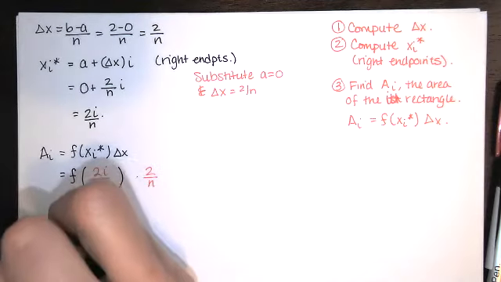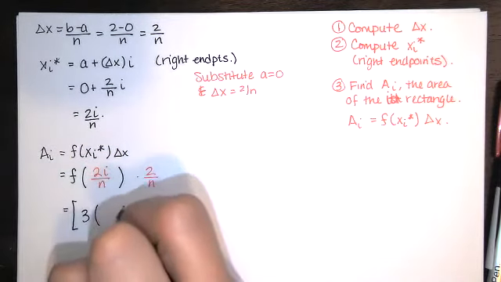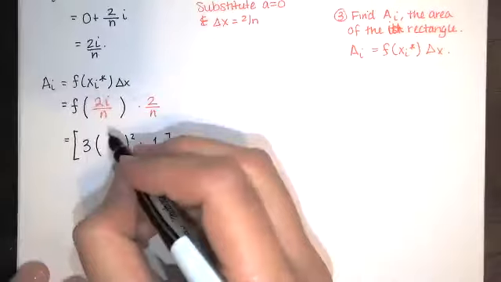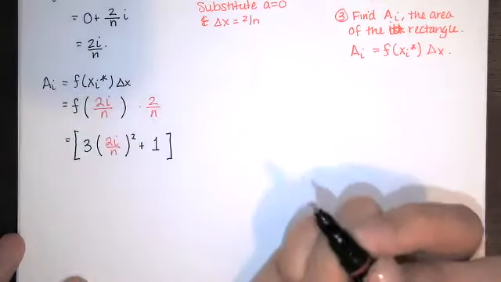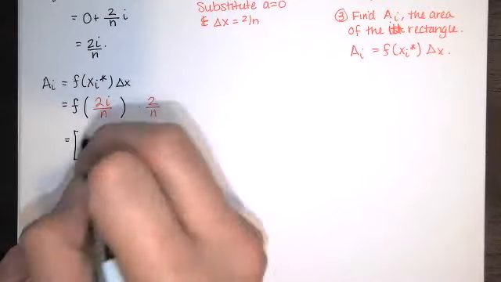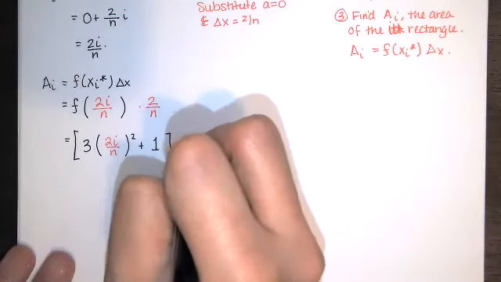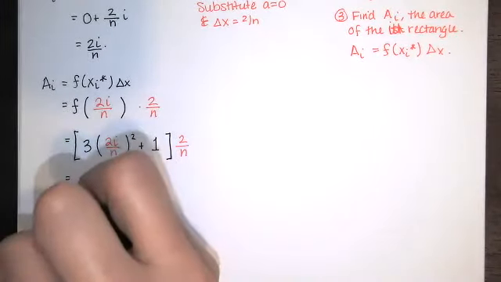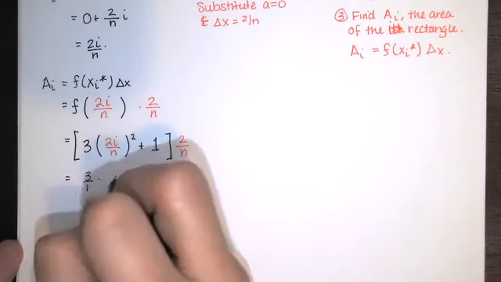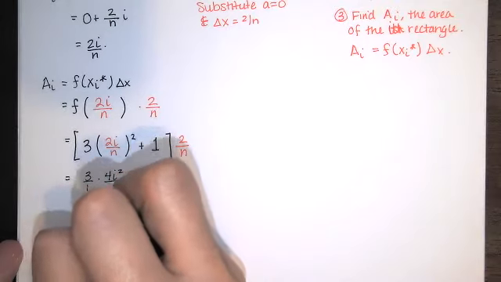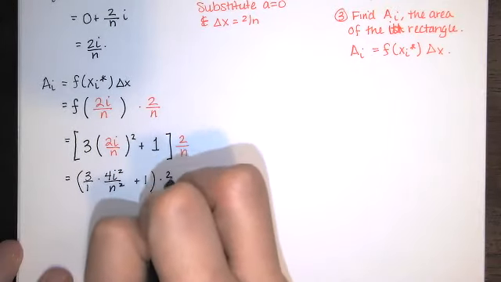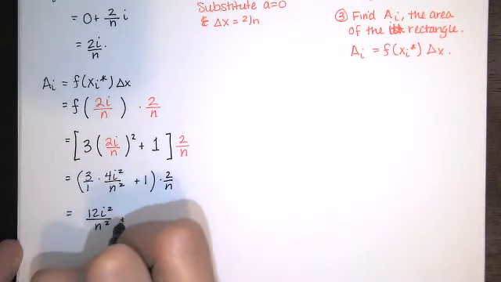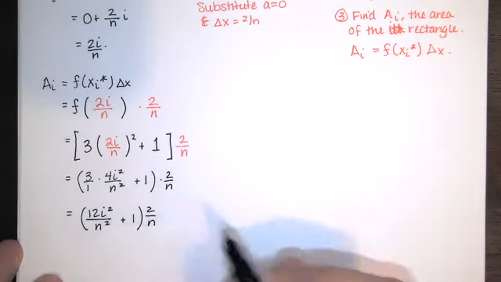And remember what our function was. It was 3 times that x value squared plus 1. So I just take my x value, I sub it in, I square it, I multiply by 3, I add 1. That's the height of my rectangle. Then I multiply it by the width. And it's simpler if we simplify this first, so I'll write that as 3 over 1. Square each of the factors separately. And then we've got 12i squared over n squared. And we're multiplying by 2 over n.